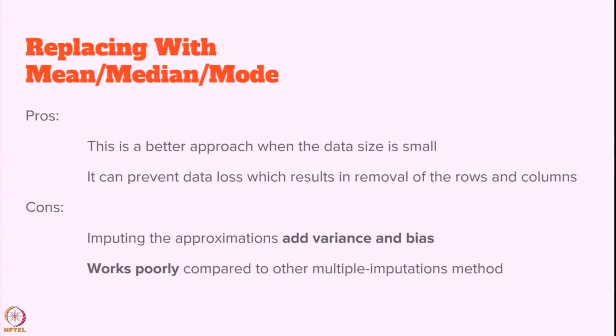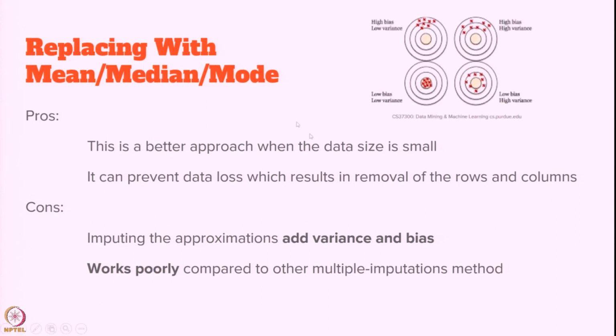Now the next one is replacing with mean, median, or mode. One of the merits is that this is a better approach when the data size is small, and it also prevents the data loss which results from removal of rows and columns. The demerit is that imputing the approximation adds variance and bias, and it works poorly when compared to multiple imputation methods. Here there are two terms, variance and bias. You will understand these in a separate set of additional video lectures where they will explain what variance and bias are.